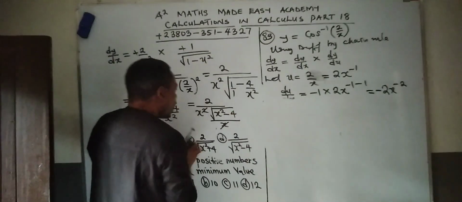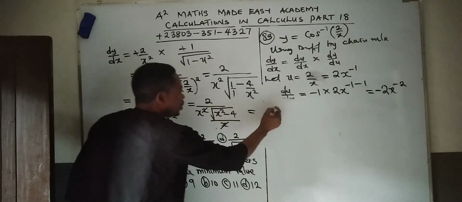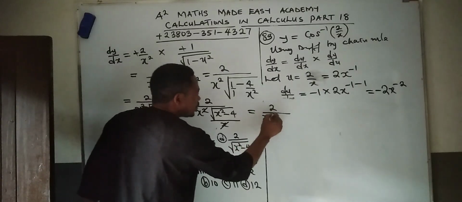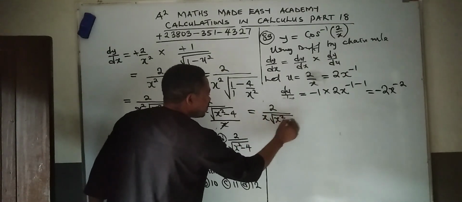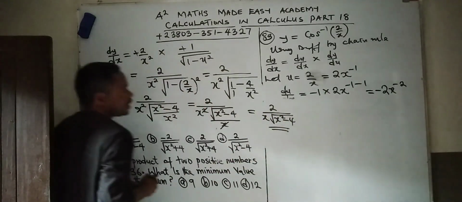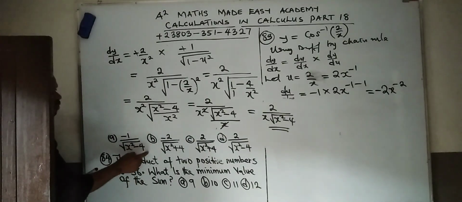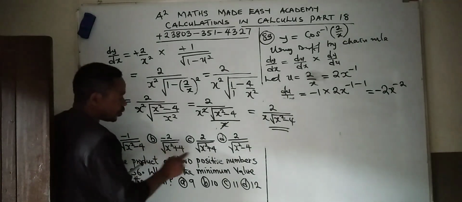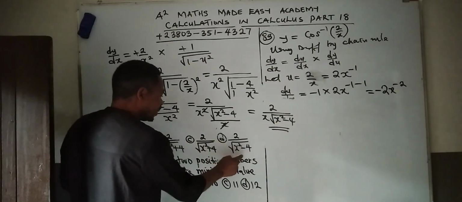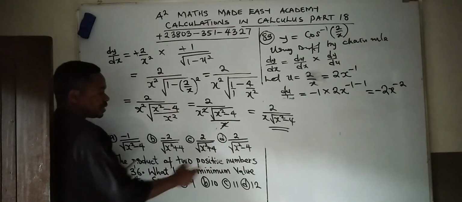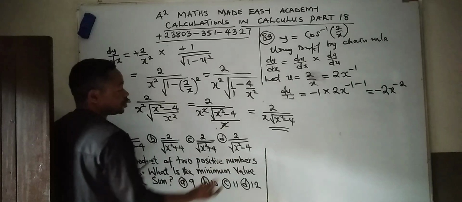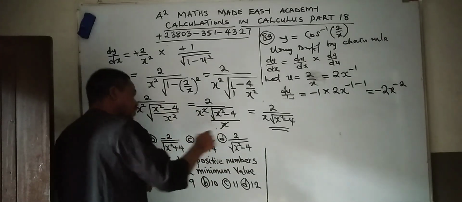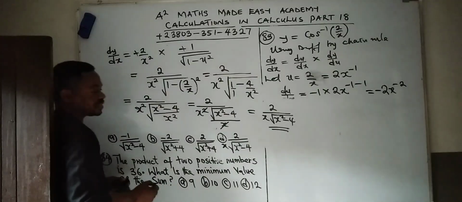So watch. Now what do we do? This one will now give you 2 all over x square root of x squared minus 4. Now this should be the final answer. If you observe it, we don't have anything like that in the options. It can't be this, no. It can't be this. But looking at the options, it's related to option D. Maybe there's a little error that they did not fix, the x here. Am I communicating now?